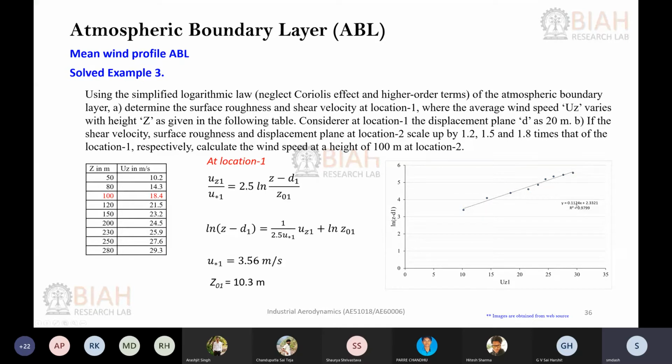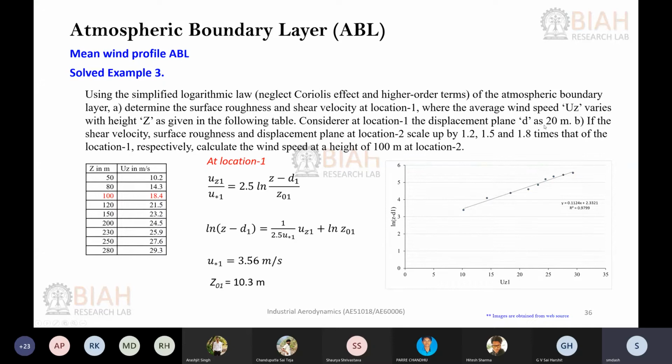you can see that the slope is this much, and this is the intercept. So u star 1 from the slope I can find out will be 3.56 meter per second. And z01 you can find out from the intercept, which is 10.3. You need to take the inverse of it: ln z01 is this much, and from that you find z01, which will be 10.3 meter.